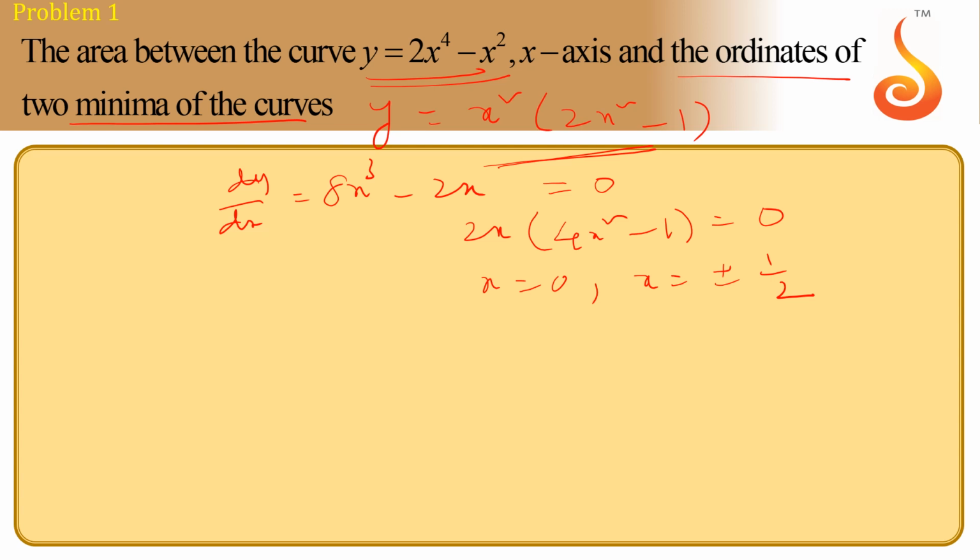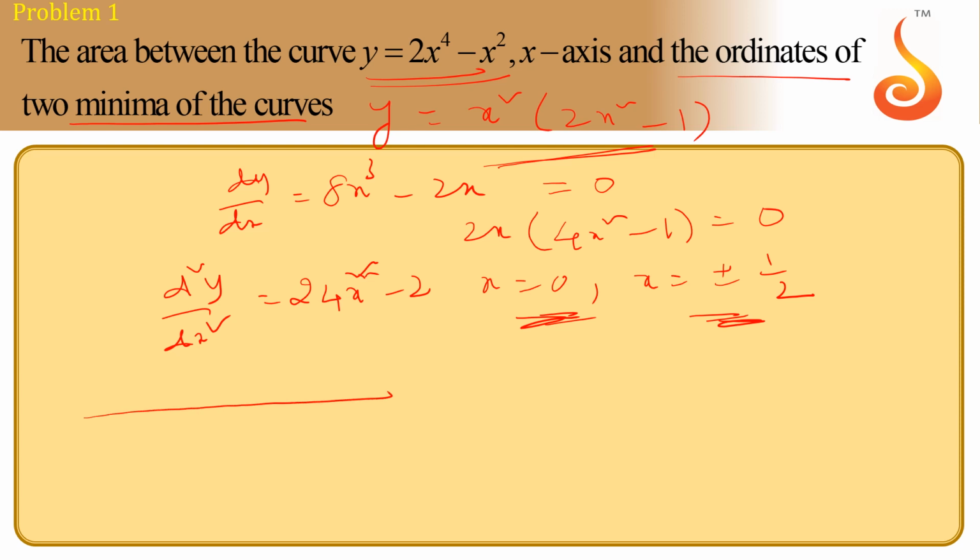If you find the double derivative and evaluate at 0, what is the double derivative? d²y by dx² is 24x² minus 2. So at 0 it is negative, at plus or minus 1 by 2 it is positive. By observing all these points, we can draw the graph of the curve like this: symmetric about the y-axis, touching the x-axis, two local minima and one local maxima.